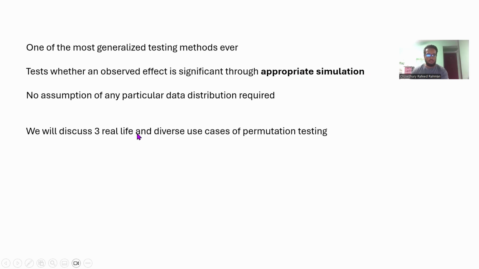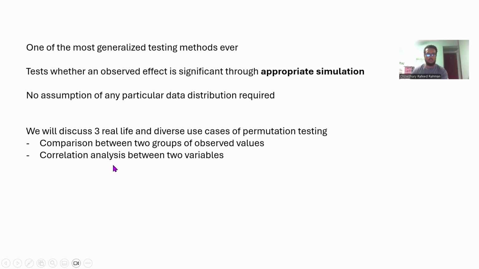We are going to discuss 3 real-life scenarios and use cases of permutation testing. Number 1 is comparison between 2 groups of observed values. Number 2 is correlation analysis between 2 variables. And number 3 is performance comparison between 2 methods. In the age of machine learning, this is actually very important as well.